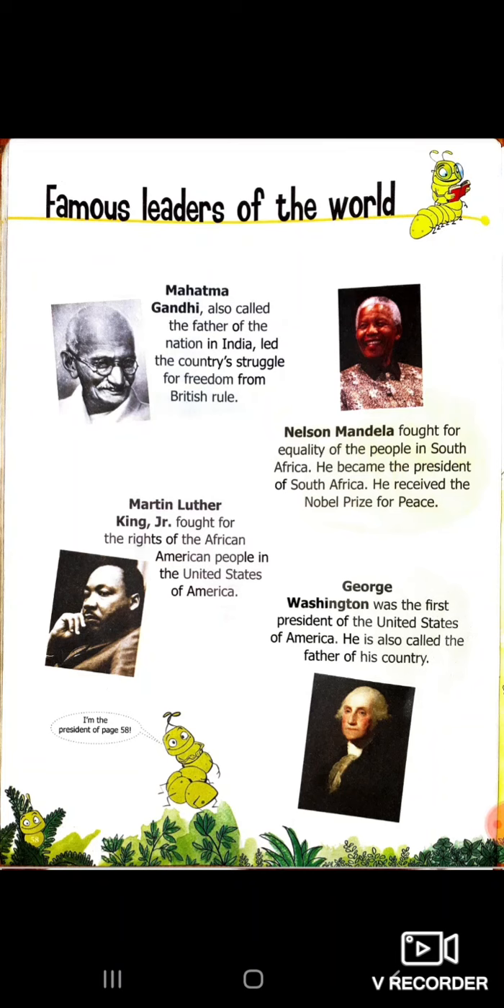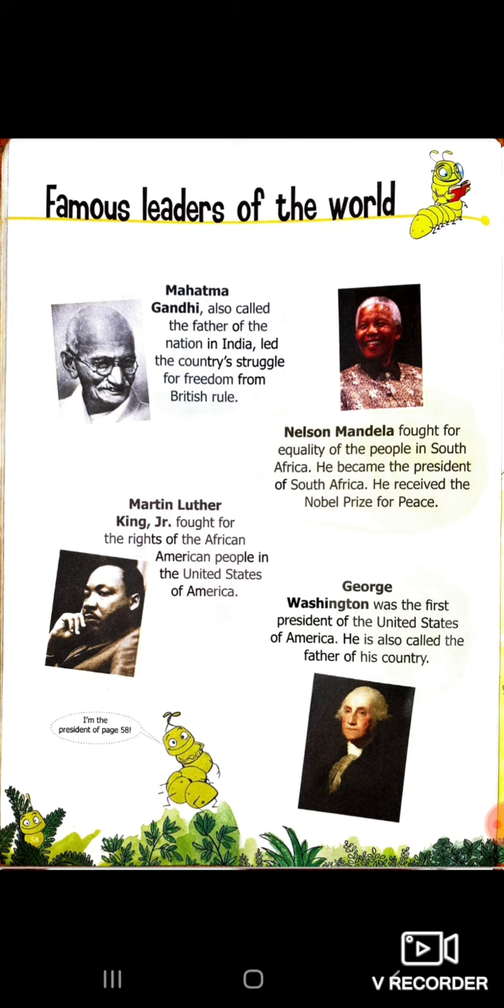In today's class, you have to open page number 58, and today we will learn a new topic, that is famous leaders of the world. So, here some of the pictures are given. You have to identify these faces, and some information about these famous leaders is given to you. So let us find out why they were famous.